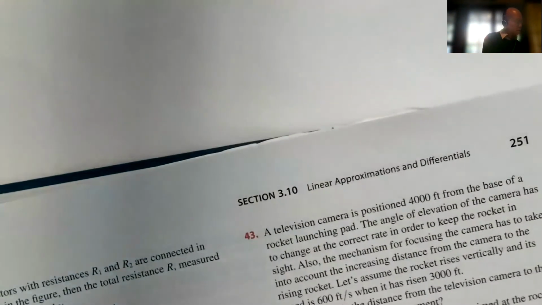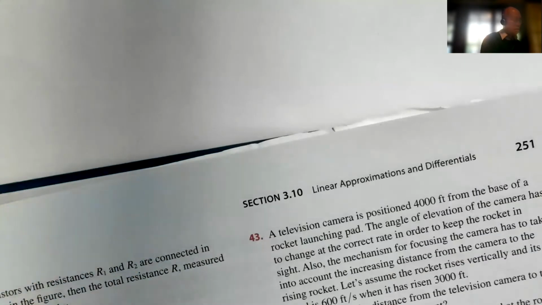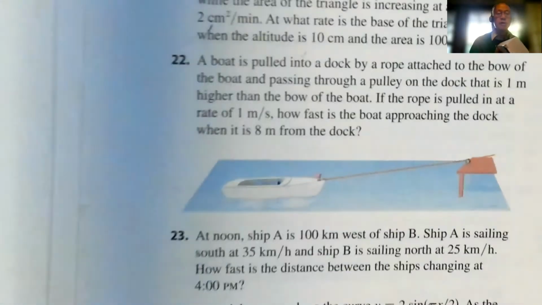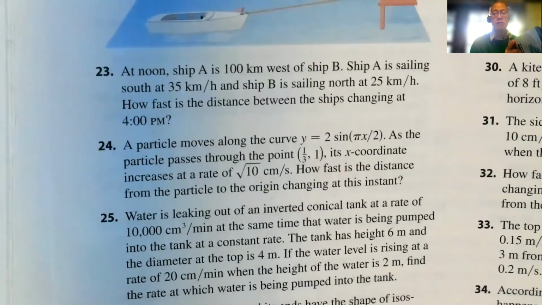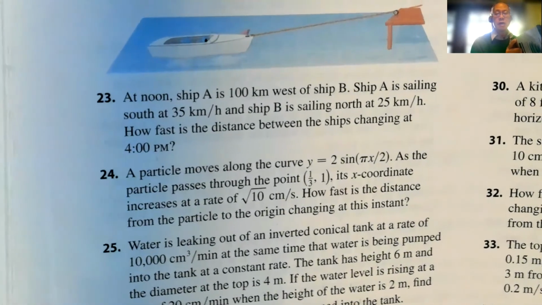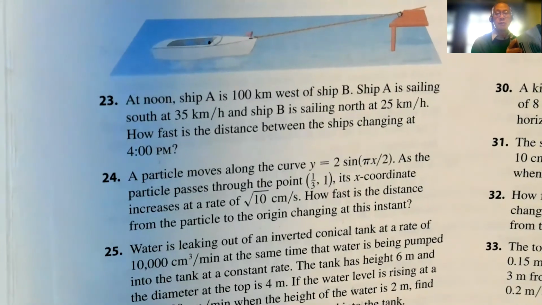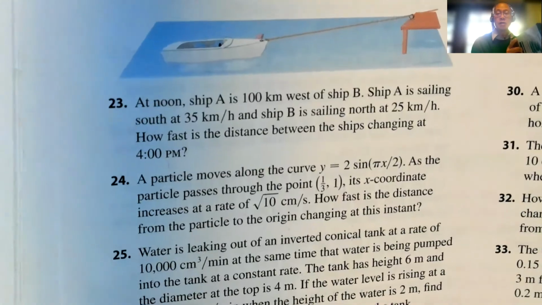And let's see, this next one is kind of similar to one we already did. At noon, ship A is 100 kilometers west of ship B. Ship A is sailing south at 35 kilometers per hour. Ship B is sailing north at 25 kilometers per hour. How fast is the distance between the ships changing at 4 p.m., which is 4 hours after noon?